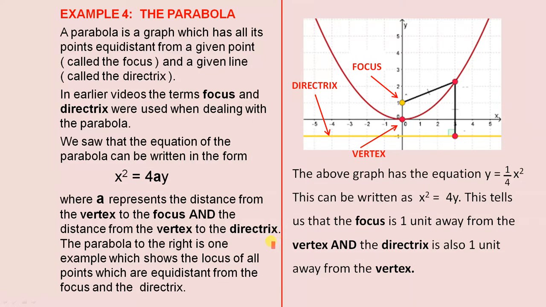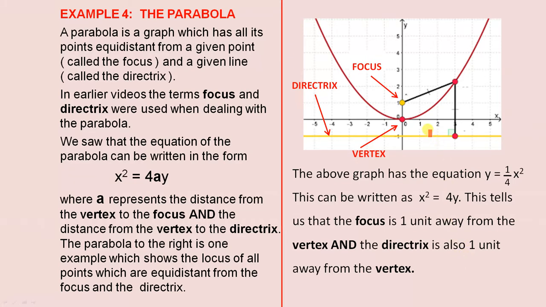The parabola to the right is one example which shows the locus of all points which are equidistant from the focus and the directrix. So here we have the parabola. In this case, the above graph has the equation y equals 1/4 x squared. This can be written as x squared equals 4y. This tells us that the focus is 1 unit away from the vertex, and the directrix is also 1 unit away from the vertex.